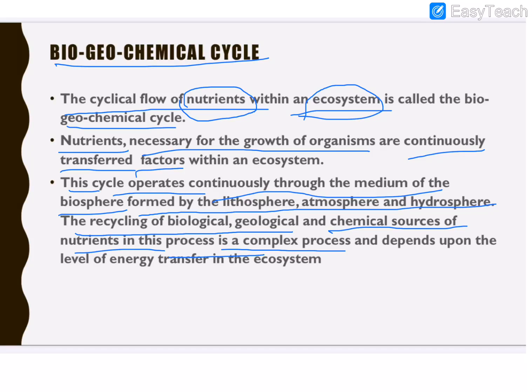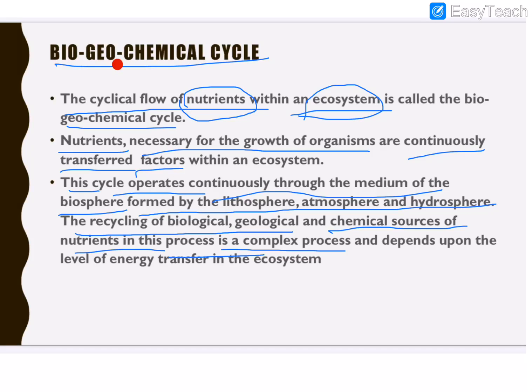Recycling means how nutrients are transferred through living organisms, which are biological, and geological sources, meaning non-living things, abiotic factors like minerals, soil and rocks, and chemical sources, like compounds in the air, in gaseous forms, chemical compounds like carbon and nitrogen. So all the biological, geological and chemical sources of nutrients, this is how the recycling of these nutrients happens.